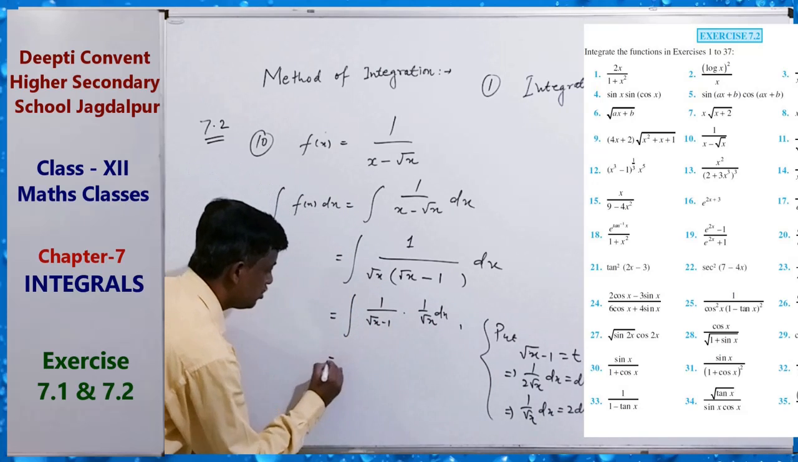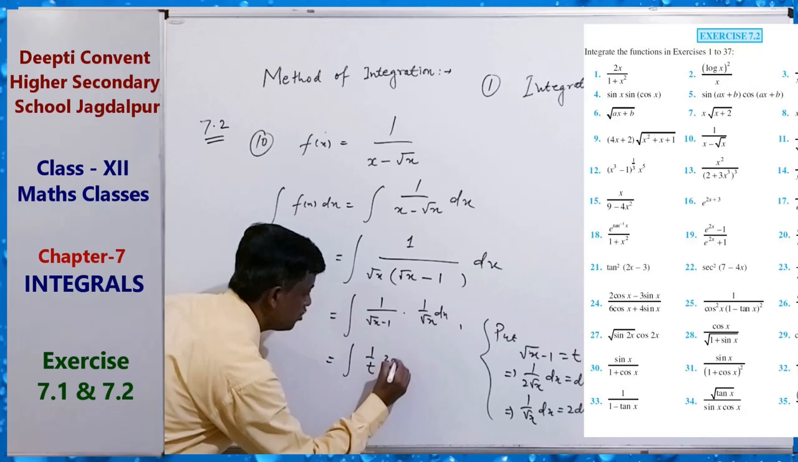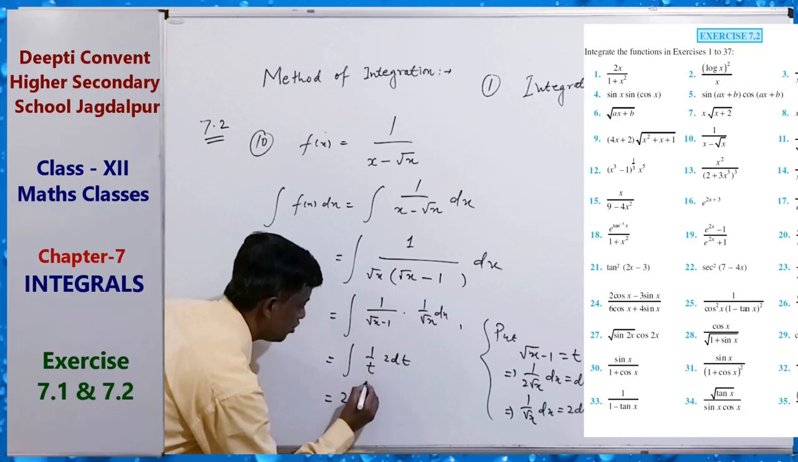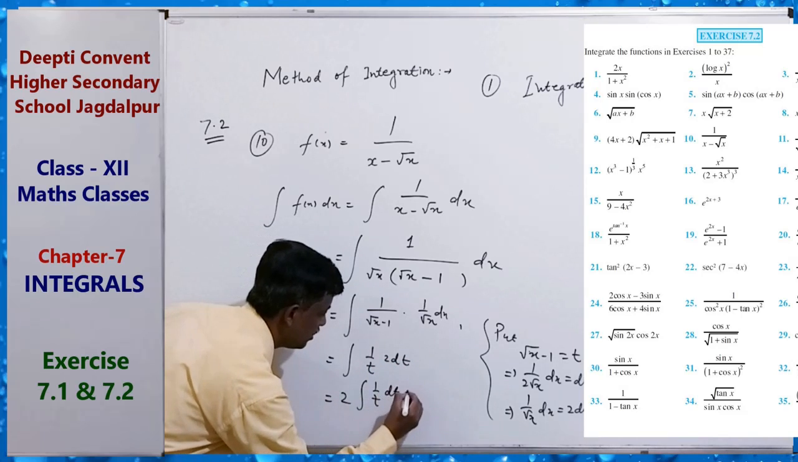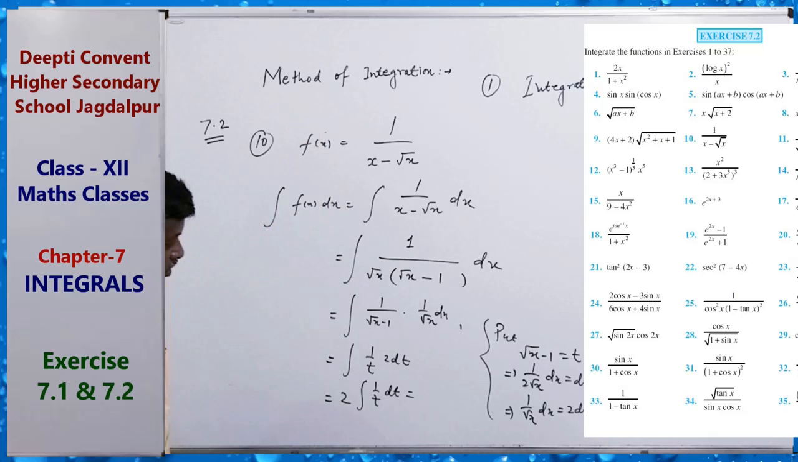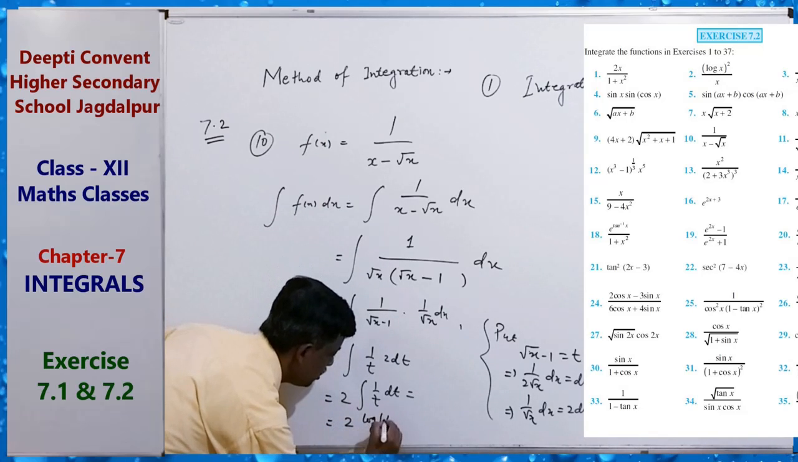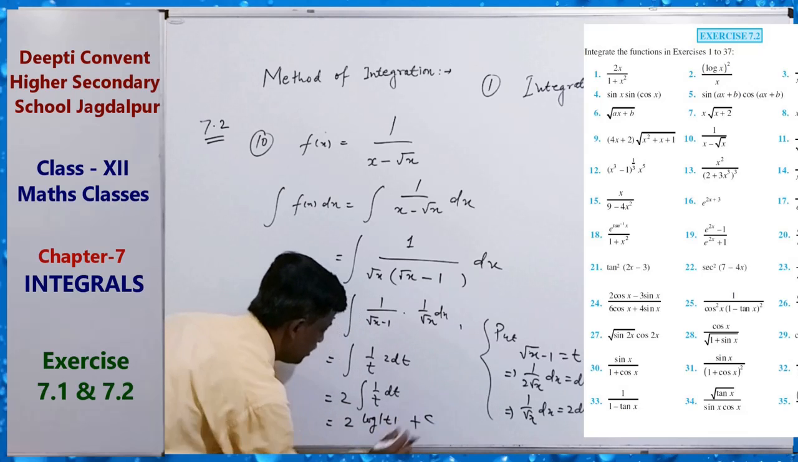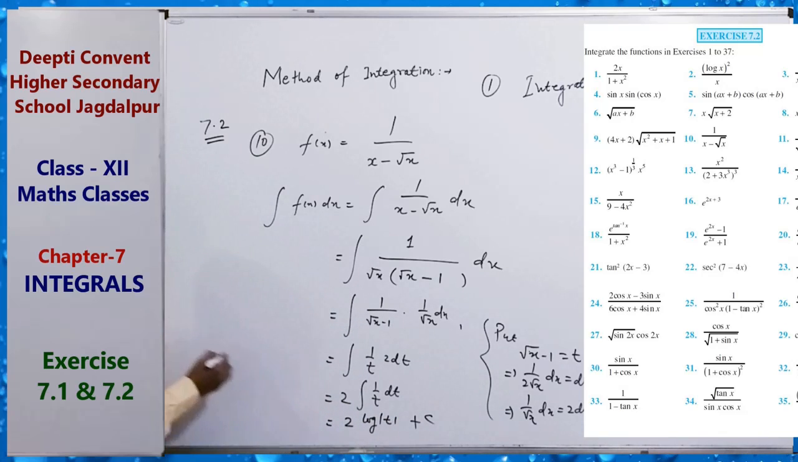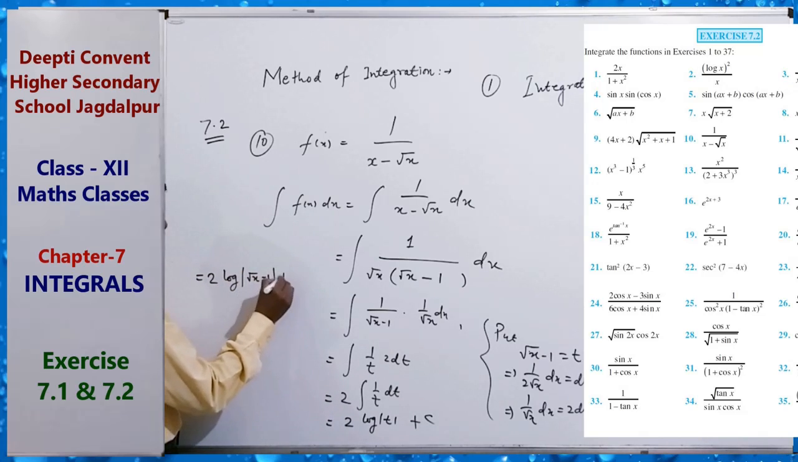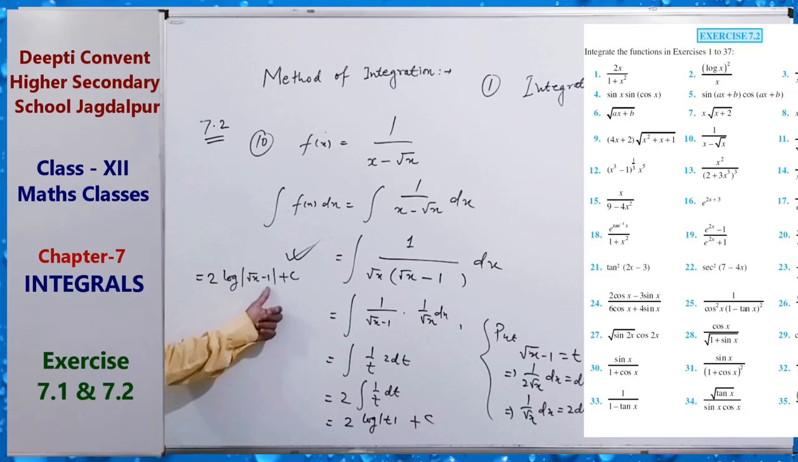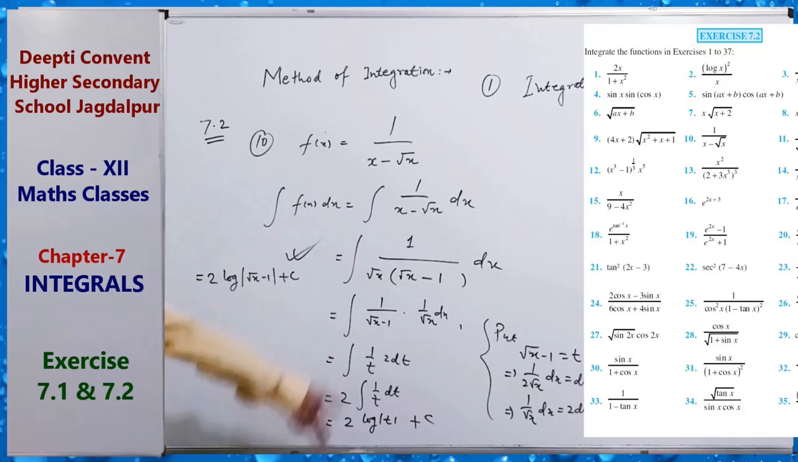So putting 1 upon root x dx equals 2 dt, we get 1 by t, 2 dt. Taking 2 outside, 1 by t dt. Now this is in terms of standard form. So 1 by t means 2 log of mod t plus c. Now put the value of t: 2 log of mod of root x minus 1 plus c. This is the answer. Okay. In place of t, you have to write root x minus 1. You can get the solution like this.